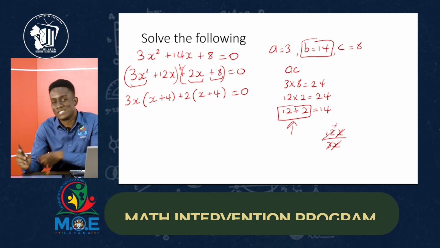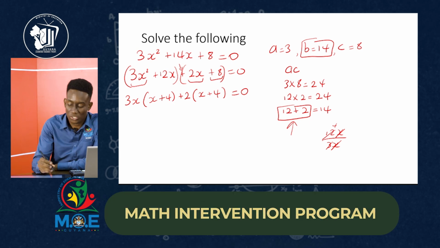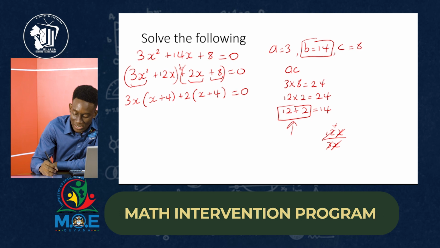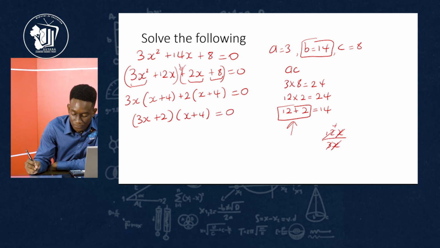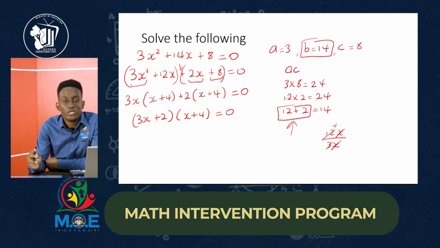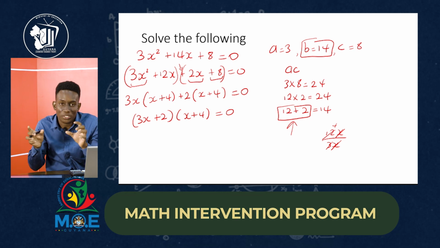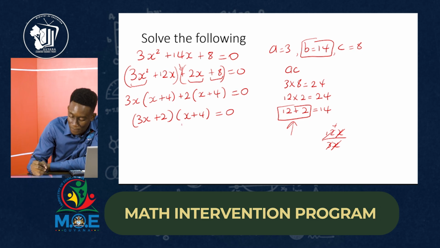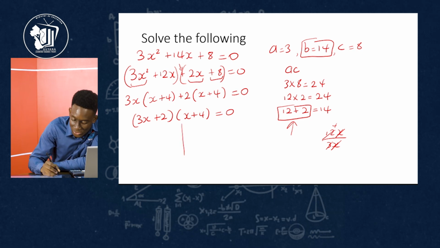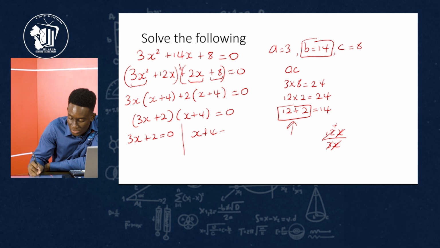So we see our two brackets are the same. It is an important thing to know that we are going correct. So we bring down what is outside the bracket and put that in a bracket. So we'll have 3x plus 2 in a bracket, and then x plus 4 in another bracket, and that is equal to 0. So we are done with factorizing. Now we want to do the solving part, because that is what the question asks. So we equate the two brackets to 0. So we'll have 3x plus 2 is equal to 0, and x plus 4 is equal to 0.